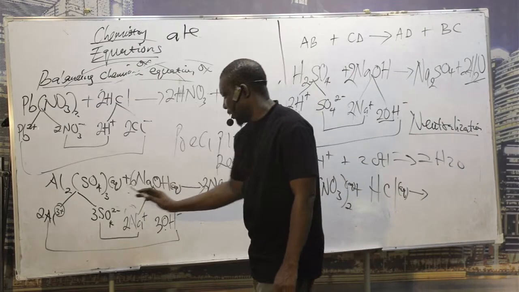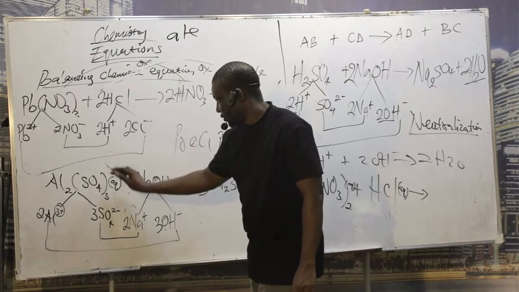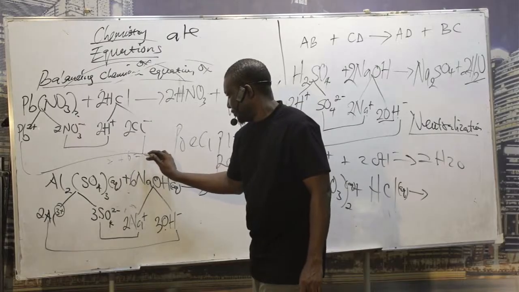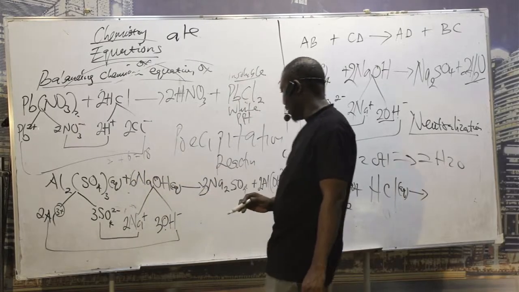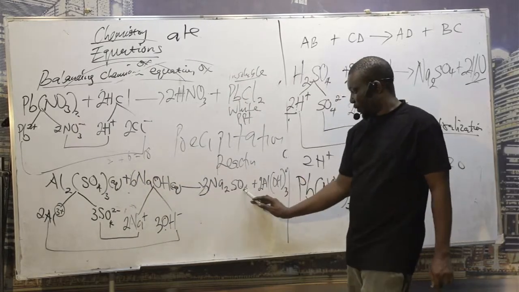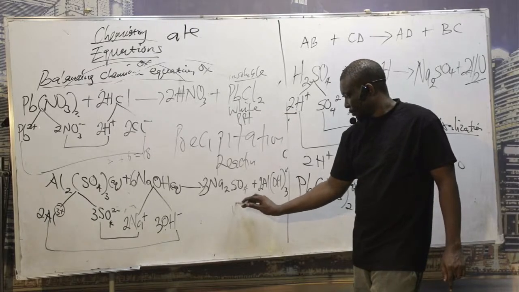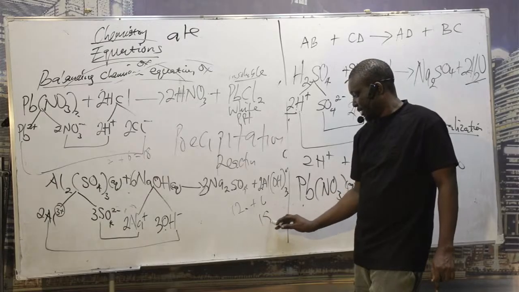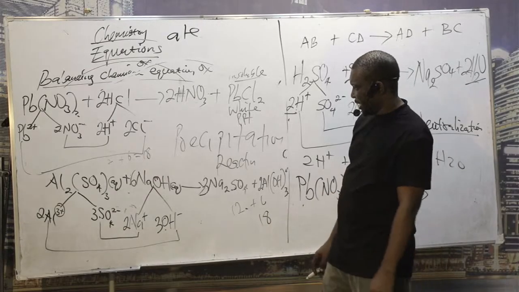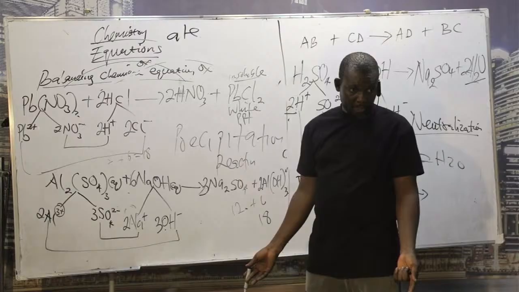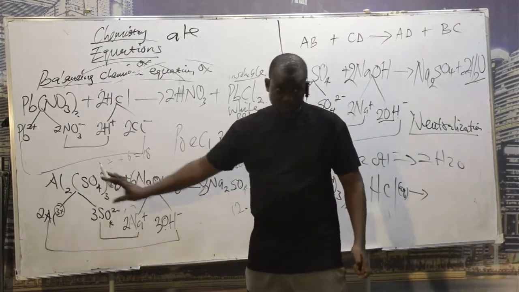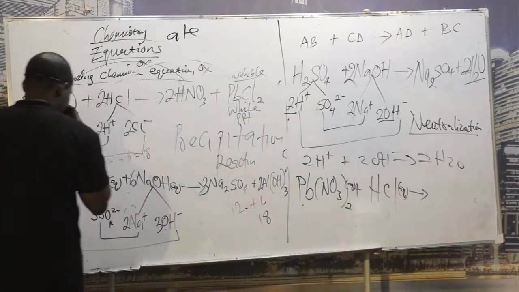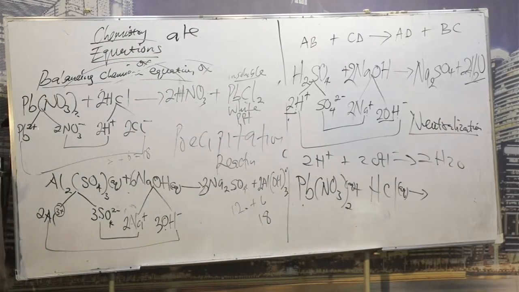Let's check O. 4 times 3, 12, plus 6. Total is how many? 18. Let's check if you have 18 O's here. 3 times 4, 2 times 3. Add all. Is it 18? Balanced. Go ahead and check it now. Nothing more, isn't it? So the equation is what? Balanced.